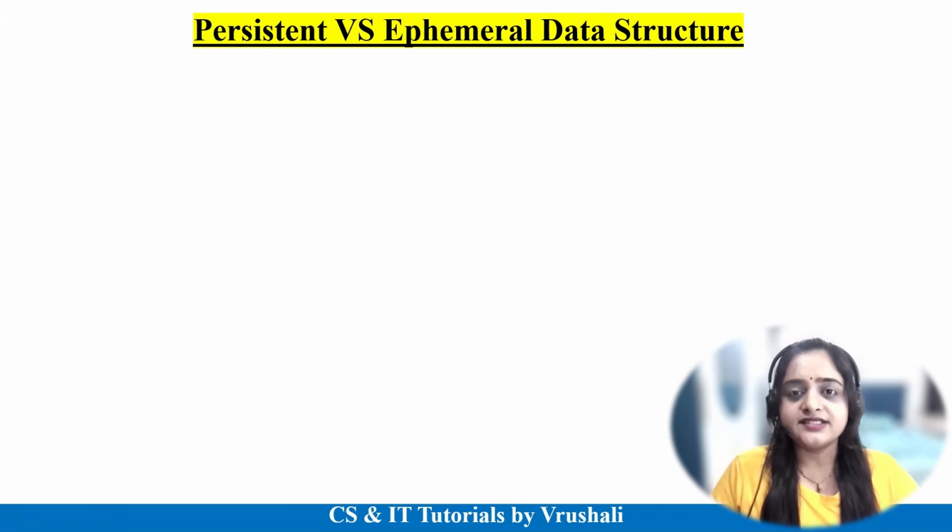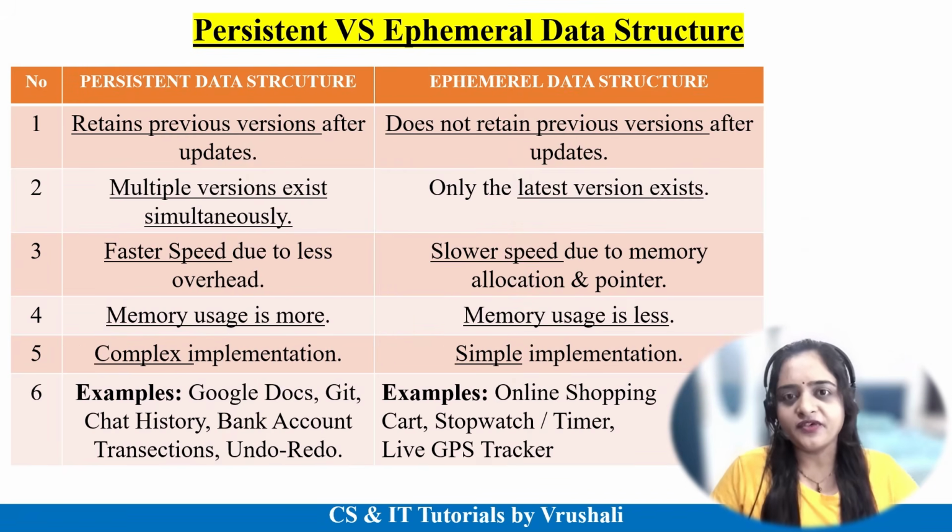The next difference is between persistent and ephemeral data structure. Let's understand with an example. First, there is a persistent data structure. As per the definition, a persistent data structure keeps the previous version as it is after the updation. I will give you one simple example. Assume that there is a WhatsApp application. WhatsApp application has a total of two features. First, chatting, and second, status uploading.